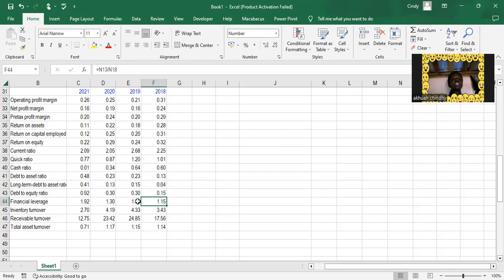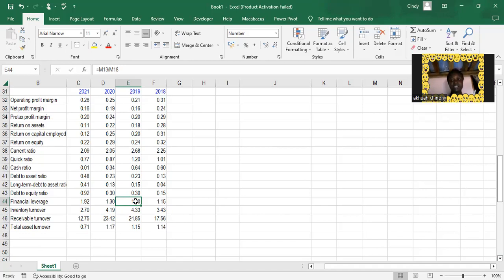And then when you look at the 1.30, you see it's an increase. So this is telling us that the business has invested much into borrowing to finance its assets. So the higher the financial leverage, the higher the debt the business takes to cover its total assets. So that's what the financial leverage is. It's more about knowing the amount of debt the business takes from its borrowers to finance its assets.